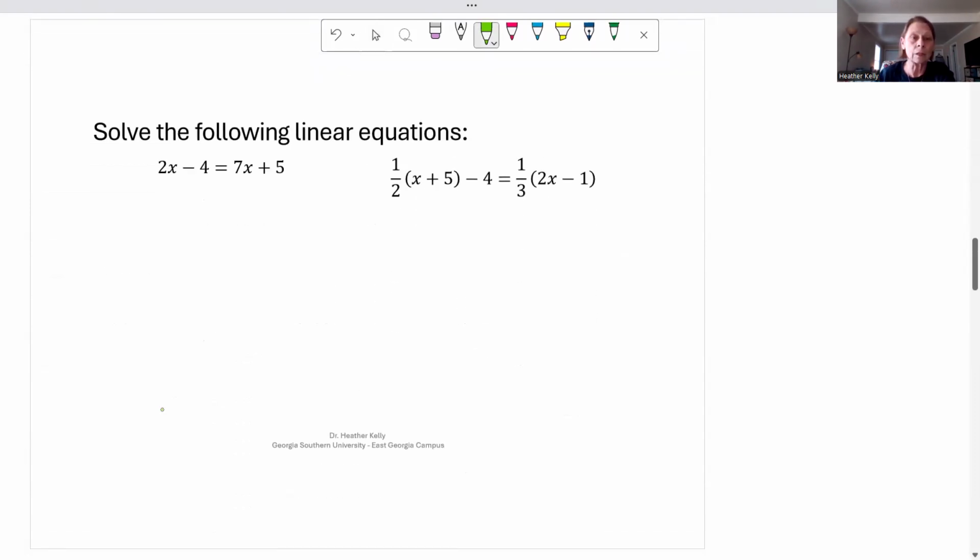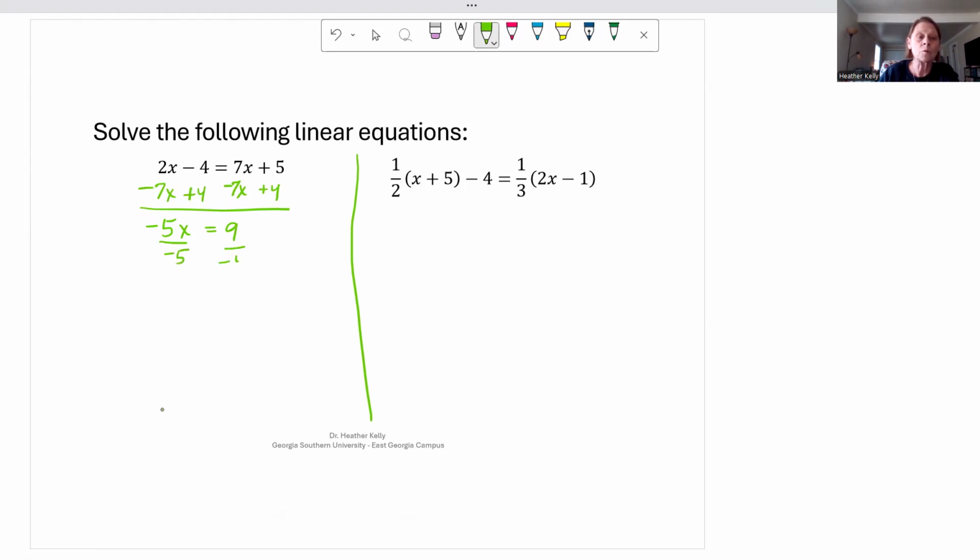So let's take a look at this first example here. Remember what I said, I like to move all my variables left and all my constants right. And so I'm going to subtract 7x from both sides here. And I'm also simultaneously going to add 4 to both sides. Okay. So I get here negative 5x is equal to 9. And then we're going to divide both sides by that negative 5.